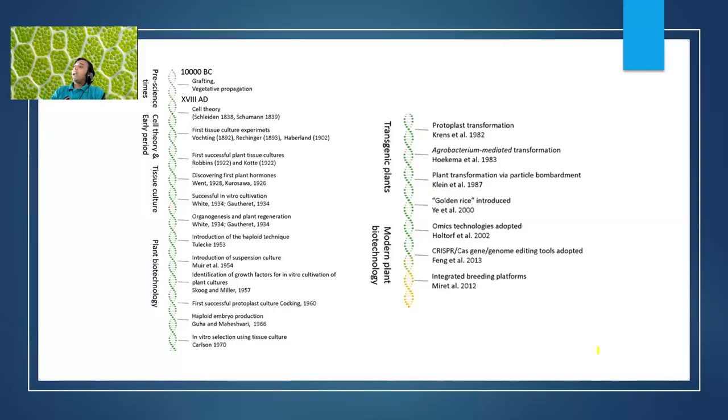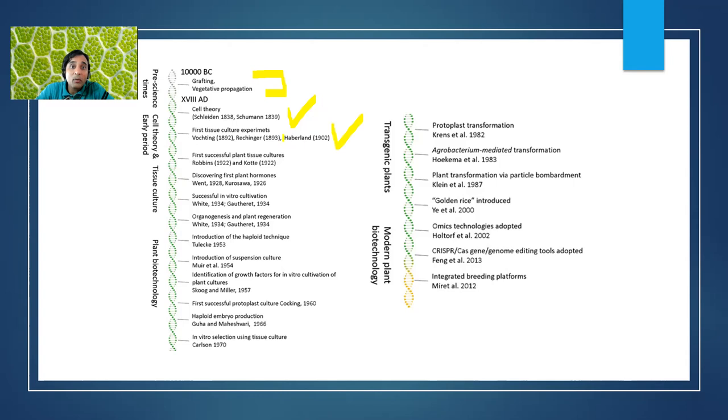Okay, so if you see the timeline, it is very important because everything is related, the agriculture part, right? In 10,000 BC, there was grafting and vegetative propagation. In Mexico, we had teosinte, right? In many other countries, they cultivated papa, potato, right? And normal vegetative propagation was in the culture. And then in the 18th century, the cell theory came, okay? One cell, one theory, one enzyme, one gene, these kinds of concepts were created.